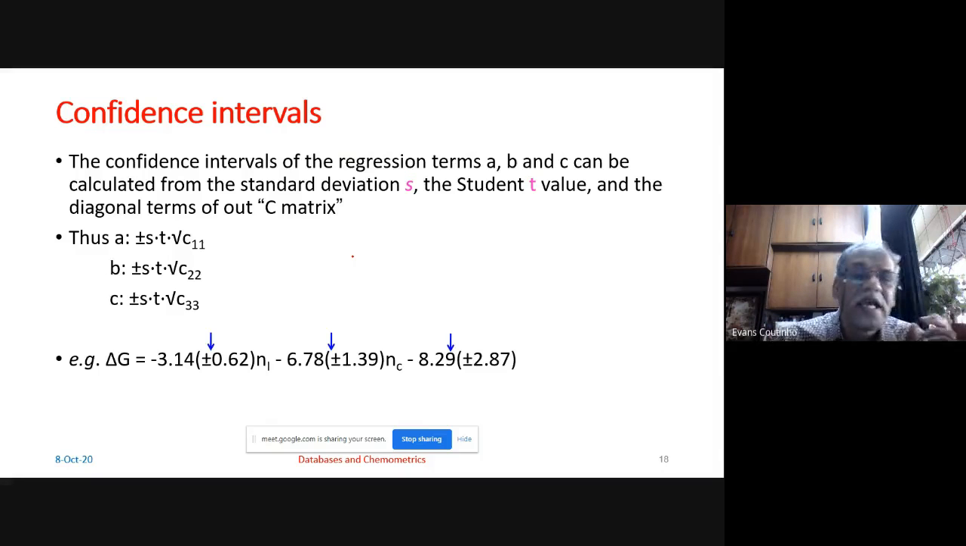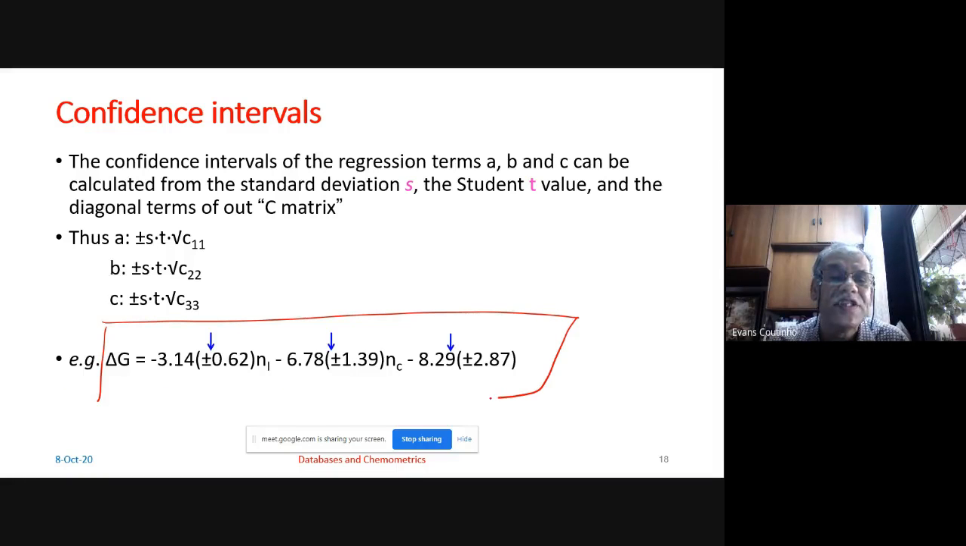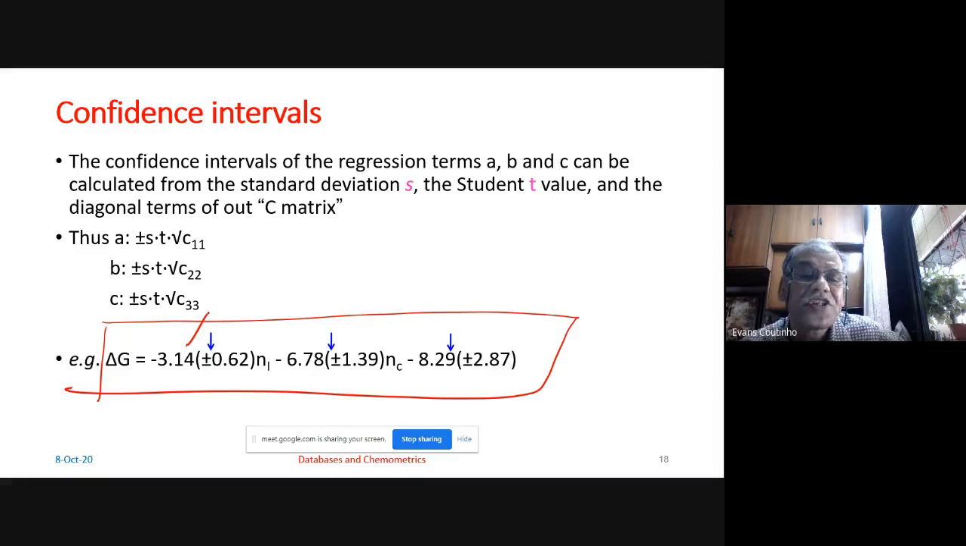Another thing that I don't see these days, and many of the softwares don't actually report, is confidence intervals. So here are my 2 variables, x1 and x2. Don't bother what these variables are, some variables which are coded as NL and NC. I want you to concentrate on these coefficients A, B, and C, which I obtain by regression analysis. I use the mathematics I just showed you to obtain these coefficients.